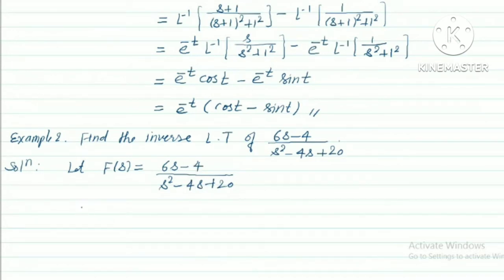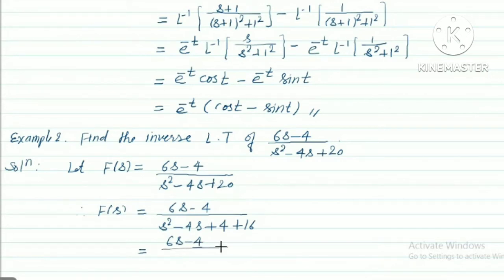Therefore f of s equals 6s minus 4 divided by s square minus 4s. See here, I am breaking 20, so plus I am writing 4 plus 16. Is there any change in the denominator? No, sir. Yes, no change. So we write here the numerator 6s minus 4.